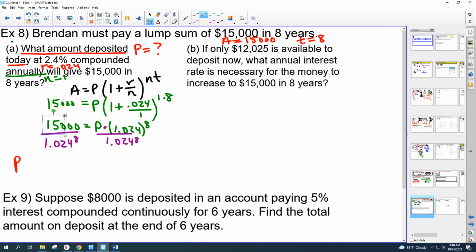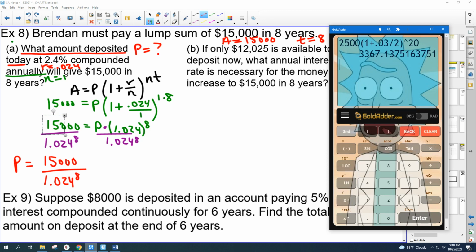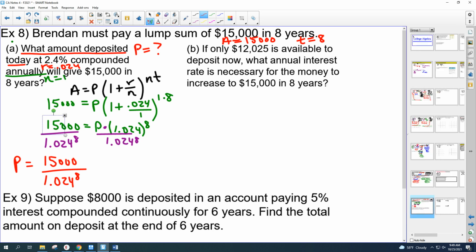I know that P is going to equal whatever 15,000 divided by 1.024 to the 8th power is. And so I'd rather just type it all in my calculator at once. You don't have to do it that way, but that's what I would do. 15,000 divided by 1.024 to the 8th power, 12,407 and 71 cents. 12,407 and 71 cents.